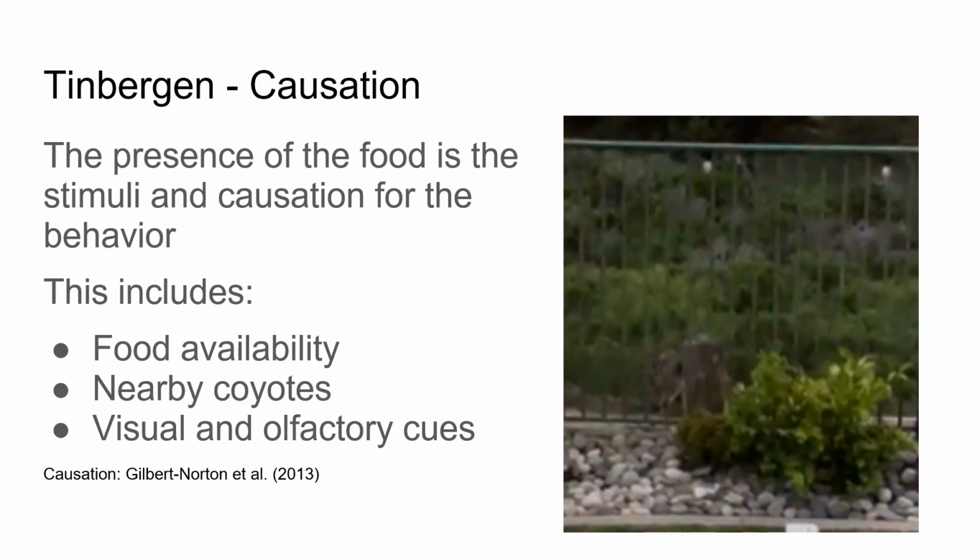But moving on to causation, my first hypothesis examines the causation or immediate mechanism behind this behavior. I believe the behavior is triggered by the presence of a food resource combined with the presence of nearby coyotes. Visual cues, scent, and the location of other individuals all influence when a coyote approaches, pauses, or moves away from the food. Gilbert, Norton and colleagues in 2013 found that social hierarchy influenced access to food among captive coyotes, supporting the idea that immediate environmental and social cues affect foraging behavior.